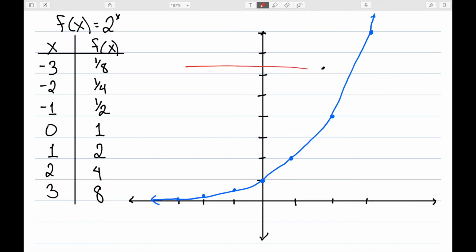Using our horizontal line test, if I draw a horizontal line, it'll intersect the graph either once, or if I do it down here, 0 times, which tells me that this function does have an inverse. So let's look into the inverse a little bit more.